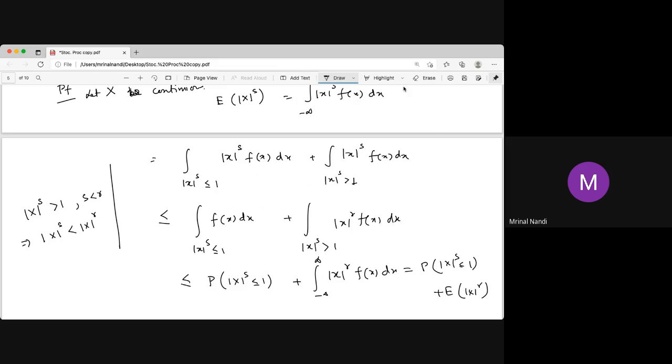Now this is finite, and this probability is less than or equal to 1. So you just write this as 1 plus this: 1 plus the expectation of |X|^r. This is finite, so if you add 1, it is also finite. So if the expectation of |X|^r exists, then the expectation of |X|^s also exists for s less than or equal to r.